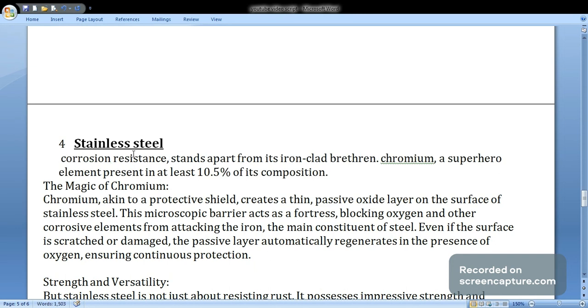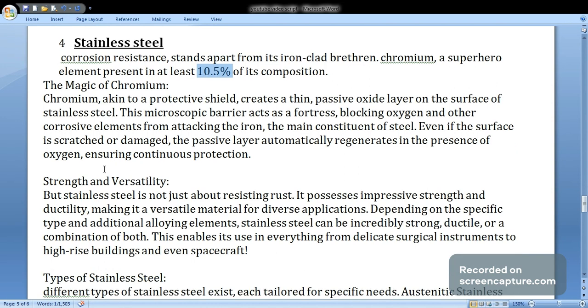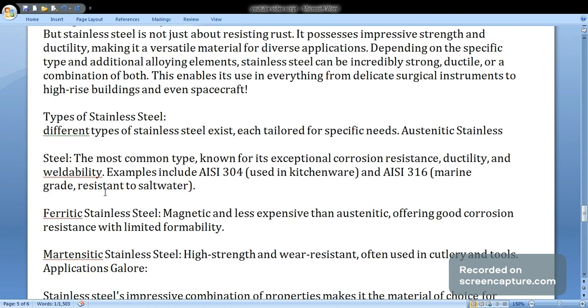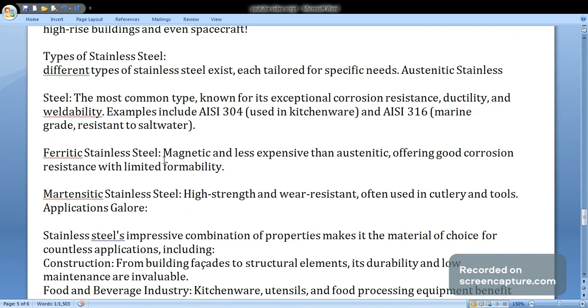We have already discussed corrosion resistance. Stainless steel stands apart for its iron-clad chromium, a super element present in at least 10.5% and up to 20% of its composition. Basically, it provides high strength and versatility. The types of stainless steel are the most common, with corrosion resistance and ductility: ferritic stainless steel, martensitic stainless steel.